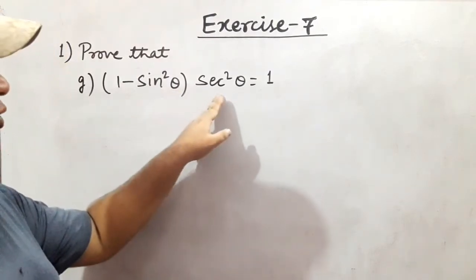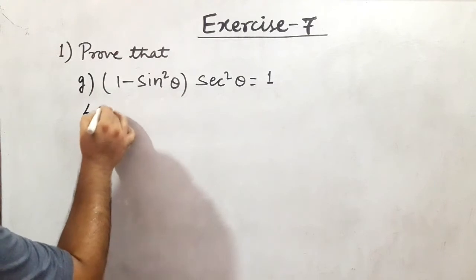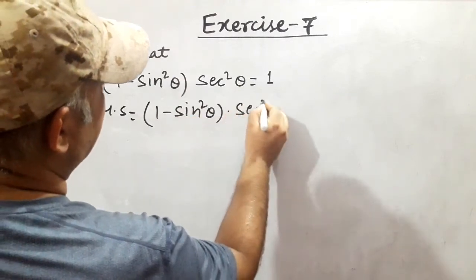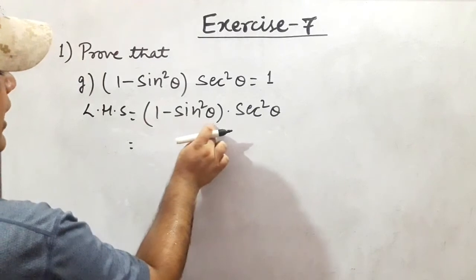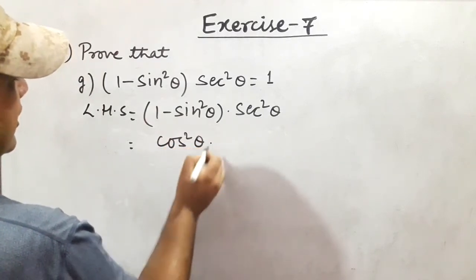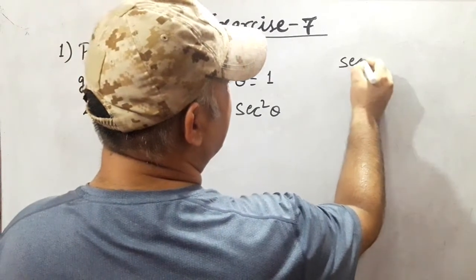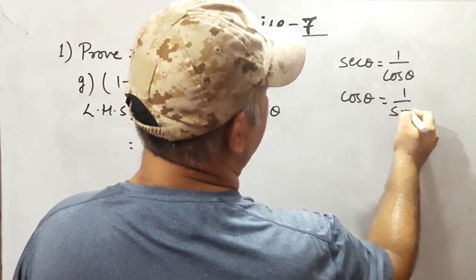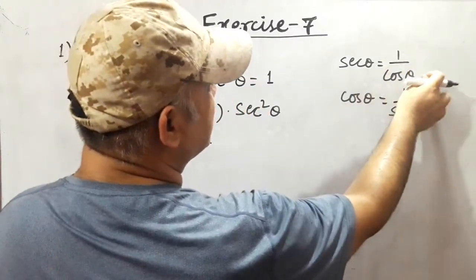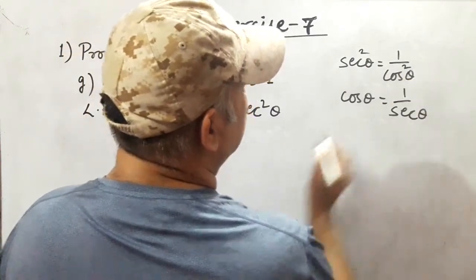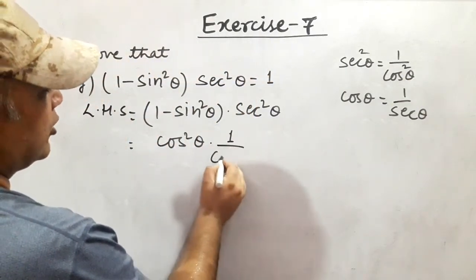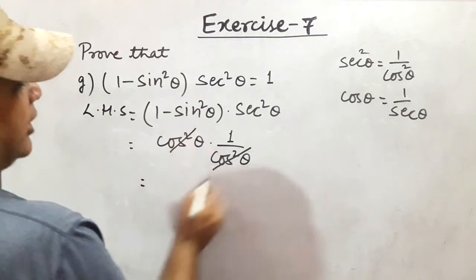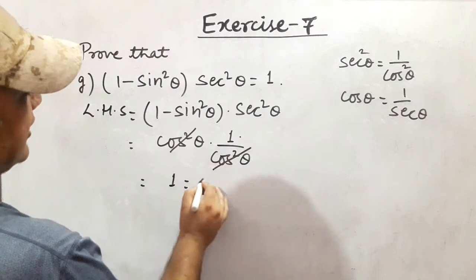1 minus sin square theta into sec square theta equals 1. So taking the left hand side, 1 minus sin square theta into sec square theta. 1 minus sin square theta is equal to cos square theta. What is sec square theta? We have sec theta equals 1 by cos theta. So sec square theta equals 1 by cos square theta. We can cancel the denominator cos square theta and numerator cos square theta. The remaining term is 1, which is our right hand side.